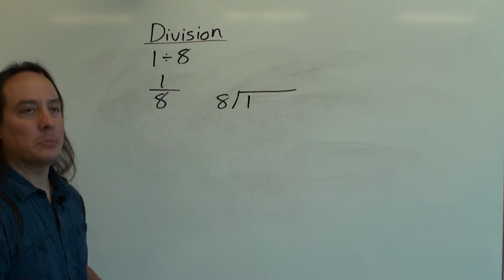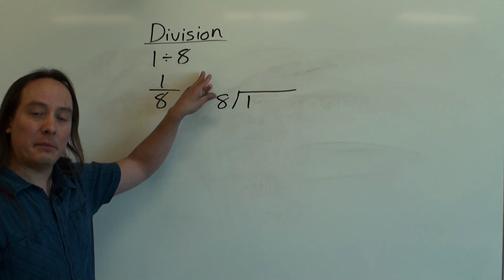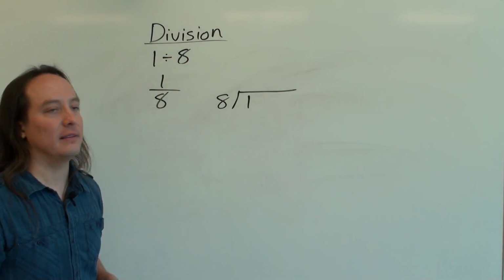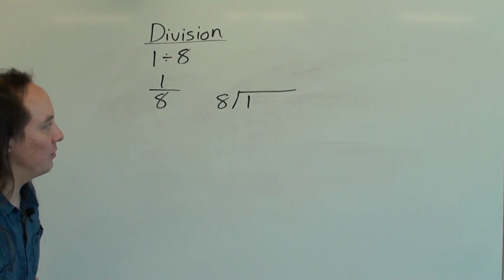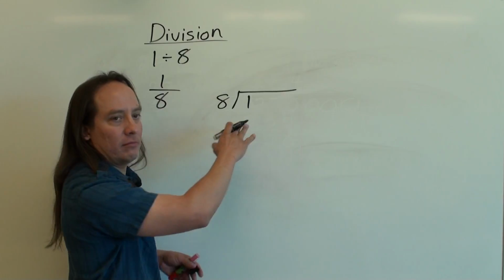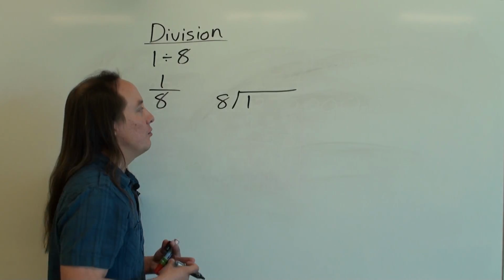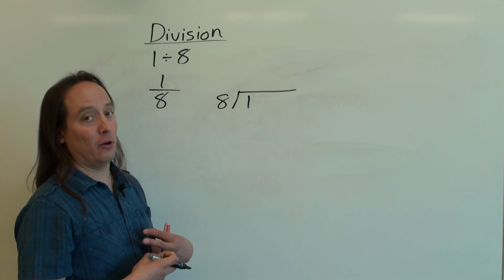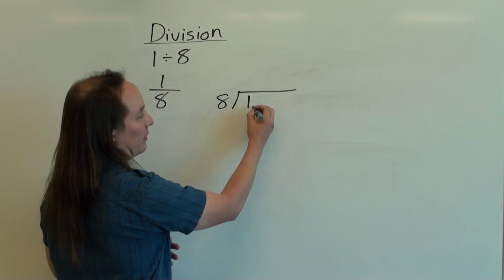Okay? Or if we're looking at it this way, the second number goes outside and the first number goes inside, underneath the house. Okay, so here we go. 8 goes into 1. No, it doesn't. So we have to add a number. We have to add a 0, but before the 0, we put the point.